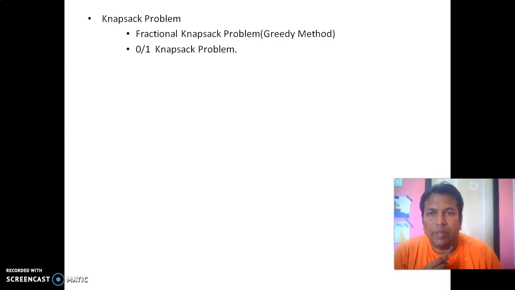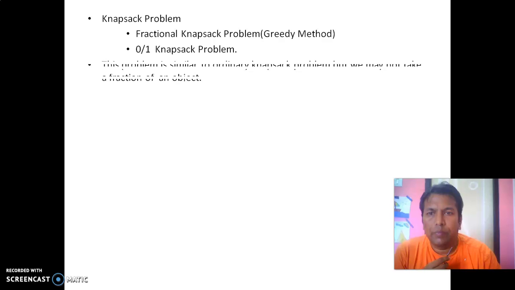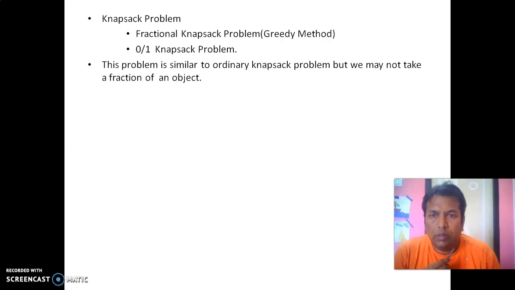So here the knapsack problem is classified in two ways. One is the fractional knapsack problem, which we already solved using the greedy method. The second one is the 01 knapsack problem. Using dynamic programming we are going to solve this one. What is the difference between the greedy knapsack problem and the 01 knapsack problem using dynamic programming?